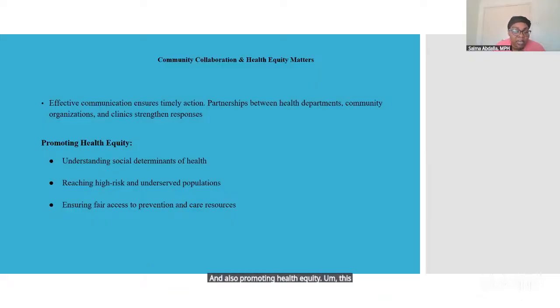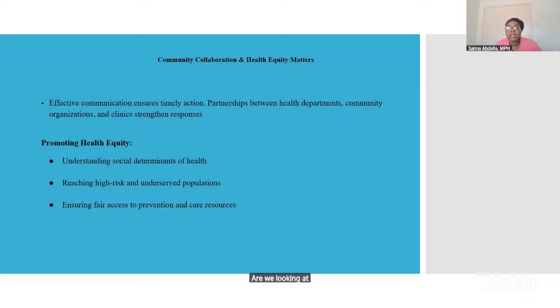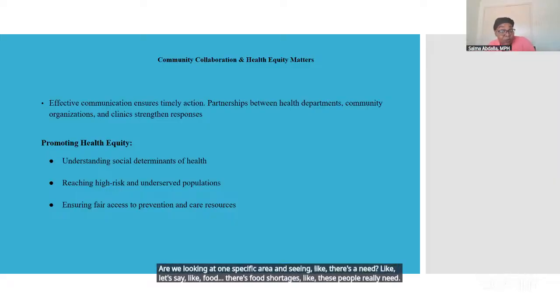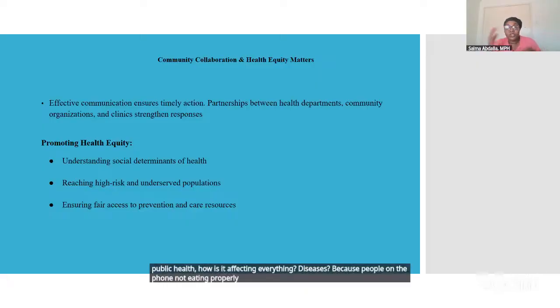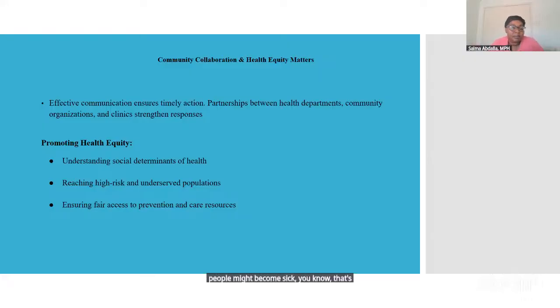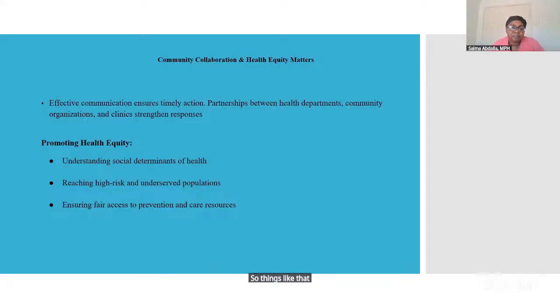This is understanding, like I mentioned earlier, social determinants of health. Are we looking at one specific area and seeing there's a need, let's say food shortages, where these people really need access to food? How is this affecting public health? How is this affecting diseases? Because if people are not eating properly and not having nutritious food, they might become sick. That's going to be a reason for people to become sick and have diseases, right? So making sure people have access to those resources is very important.